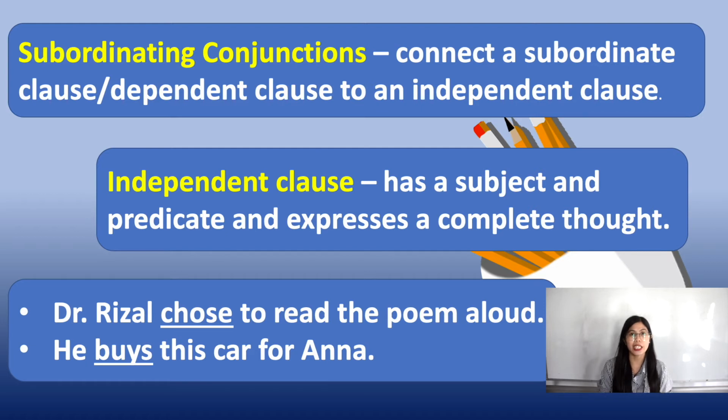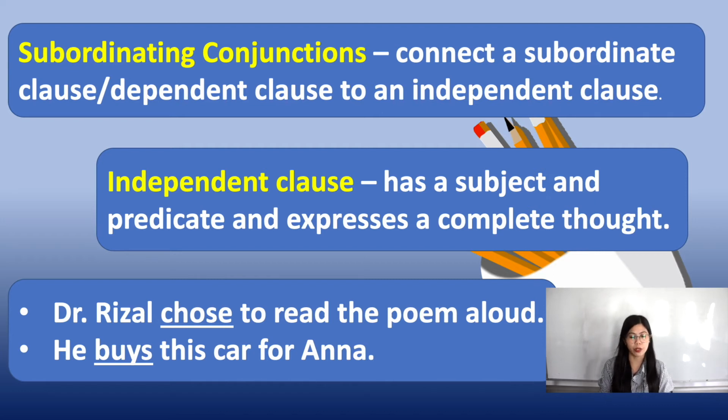So here, it is an independent clause because we have the subject, who is Dr. Rizal. He is the subject because he is the one who does the action in the sentence. So our predicate here will be the word chose, because it is a verb and it tells something about the subject. In this statement, we can see that it expresses a complete thought because we already know who chose to read the poem aloud. Thus, this will be our independent clause.